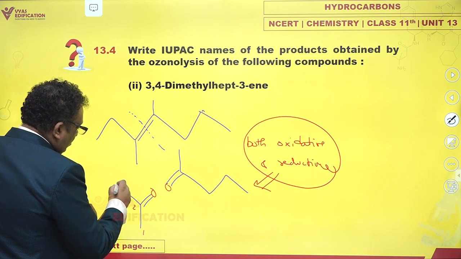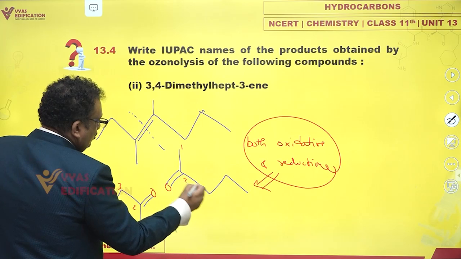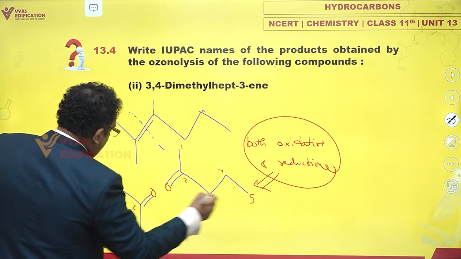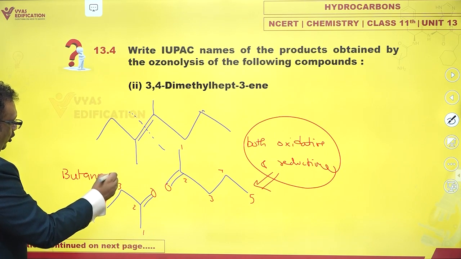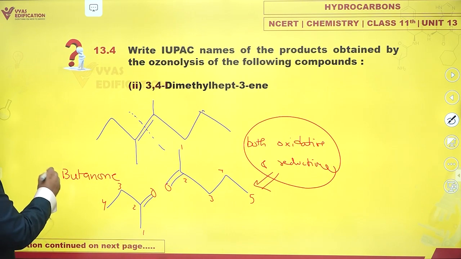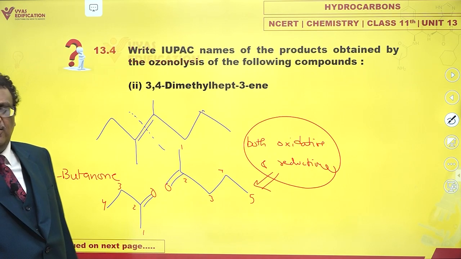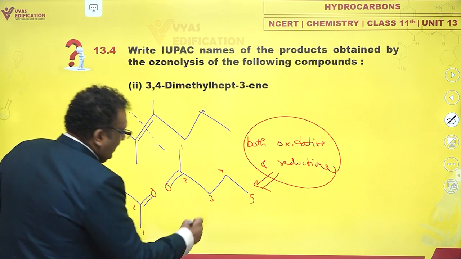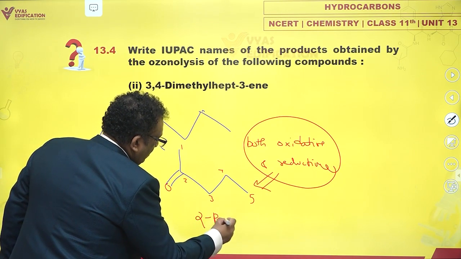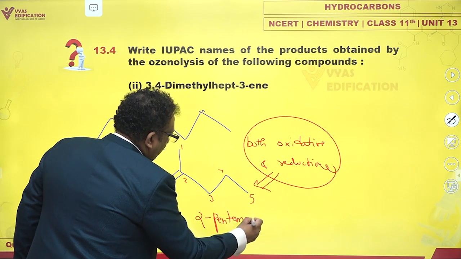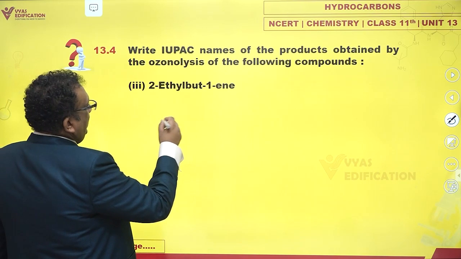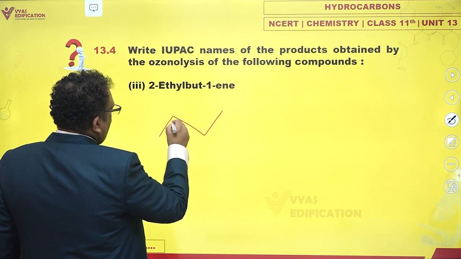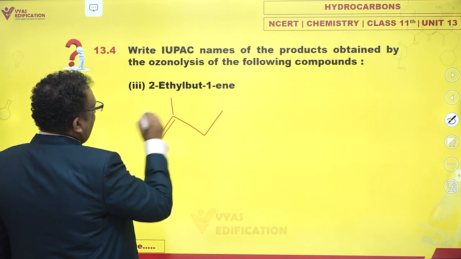Names: 1, 2, 3, 4. 1, 2, 3, 4, 5. This is butanone, or if you want to be stylish, 2-butanone. It is not necessary, but you can write it 2-butanone. And this is 2-pentanone. Why 2? Because it is a ketone. Next we have 2-ethyl but-1-ene.